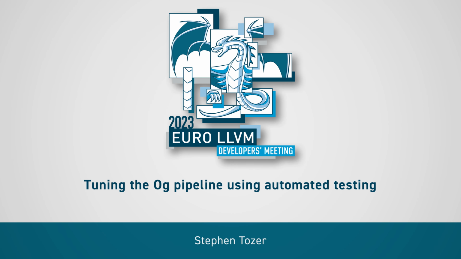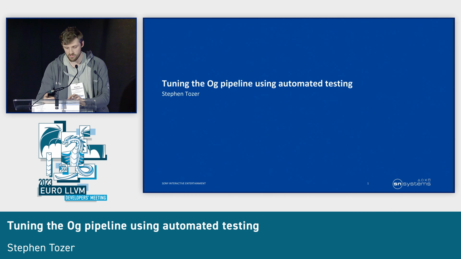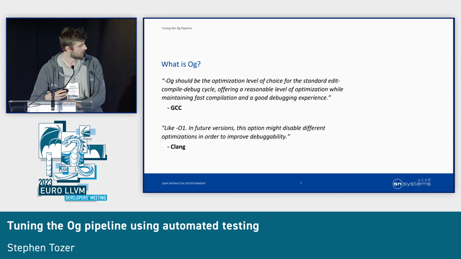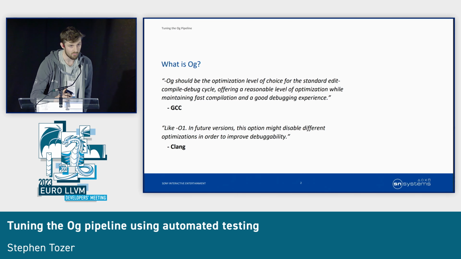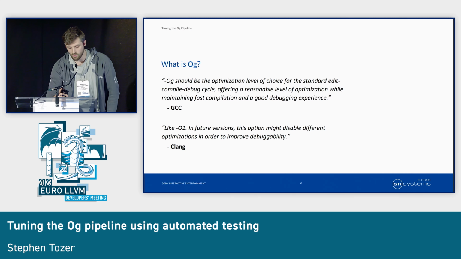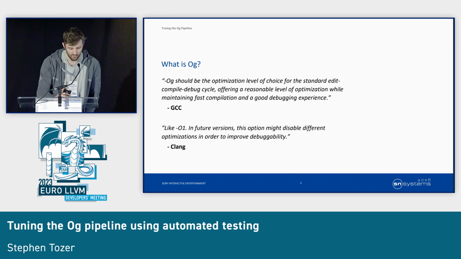I'll be talking briefly about experiments at Sony Interactive Entertainment with using Dexter to tune an optimization pipeline for OG and give some of our results. OG is an optimization option in GCC intended to give performant code without compromising debug info. This is necessary for debugging applications that require optimization due to speed or space constraints.